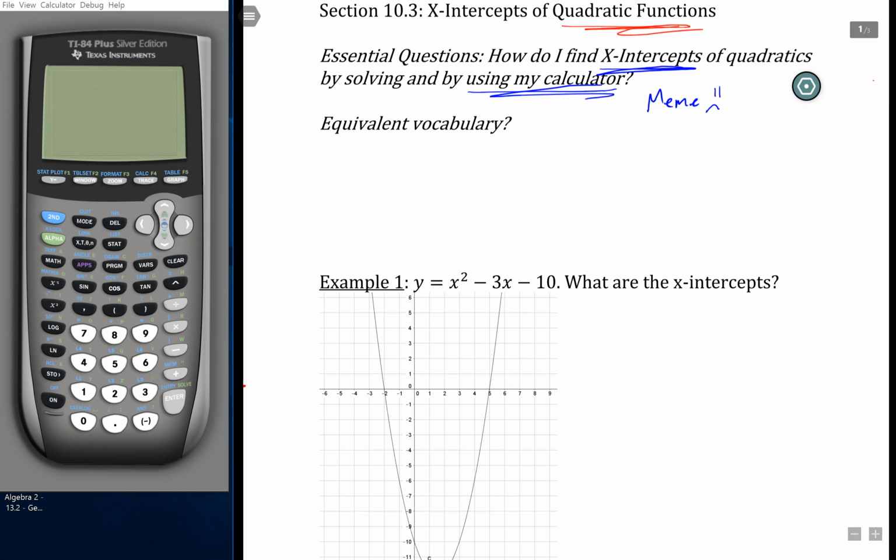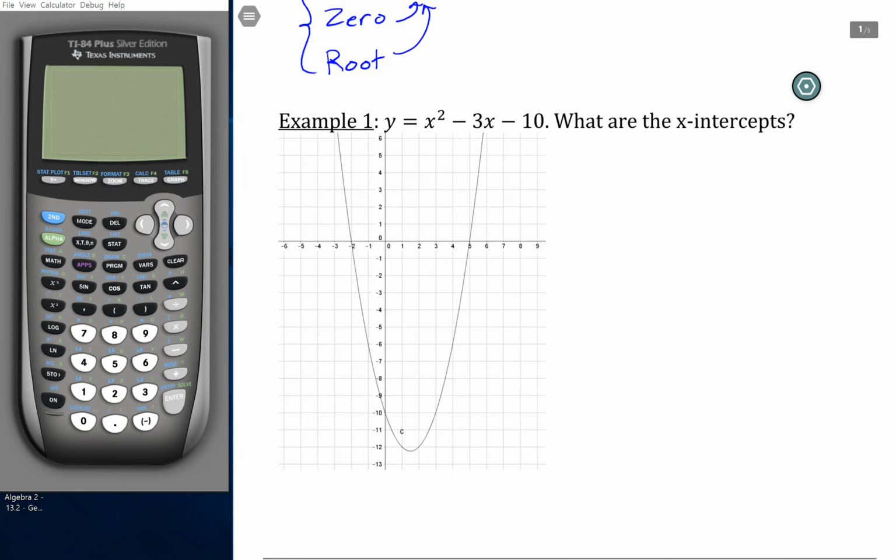I need to let you know that there's some equivalent vocabulary. Sometimes the book will say find the x-intercepts, and this is something that you know where it crosses the x-axis, where the parabola crosses the x-axis. You may also see the term zero, and that means exactly the same thing. And you may also see the term root, which means almost the same thing, but for our purposes, it can basically mean the same thing. So any one of these three words, they all mean x-intercept. In other words, where does the parabola cross the x-axis? So let's take a look at our first example.